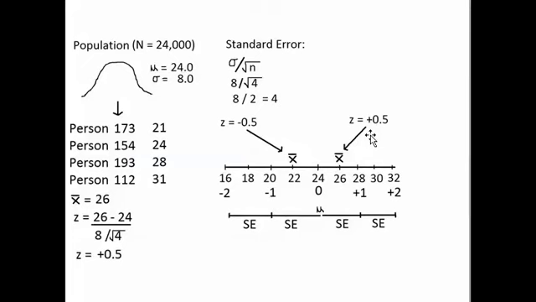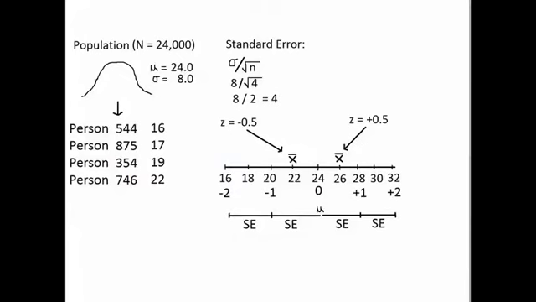I want to do a couple more of these examples with you just to show you how the z-score won't always come out to a nice number like negative 0.5 or 0.5. Let's say that I randomly select a third sample of 4 people, and I get these 4 people as my sample. This sample has a sample mean of 18.5. If you added these 4 ages and divided the total by 4, the answer would be 18.5.